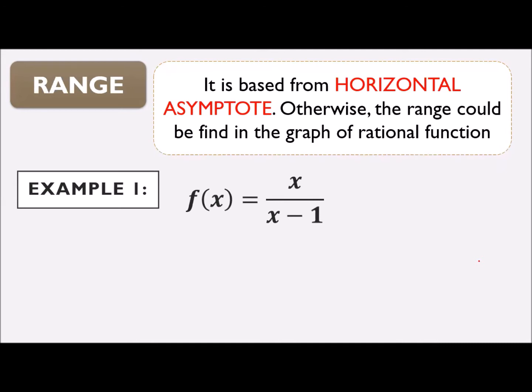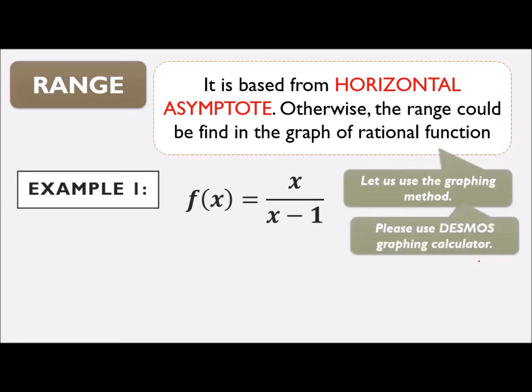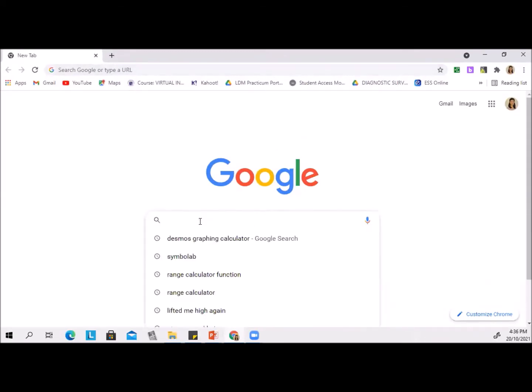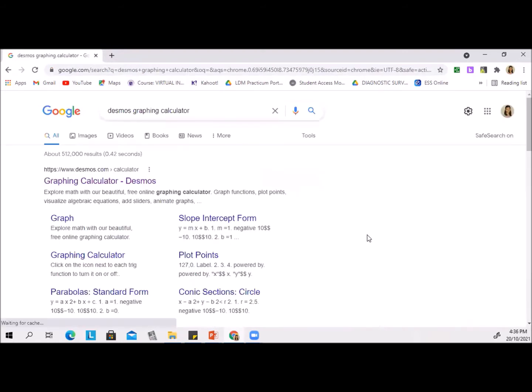So f of x is equal to x over x minus 1 is your example before. We're going to use the graphing method first. So we will use the Desmos or the graphing calculator. So if you don't have the graphing calculator yet, pwede nyo rin siyang gawing online. O kaya pagka meron kayong Android, pwede rin po. So in another browser, we have here the Google. Tapos i-type nyo lang ito, Desmos graphing calculator, because I've been using it on my previous lectures. Kaya naka-default na siya dyan.